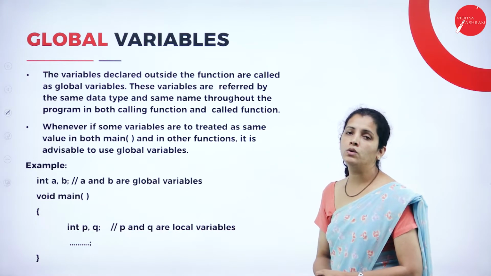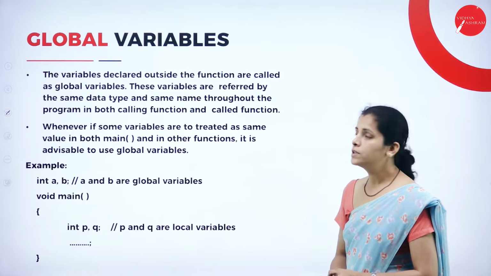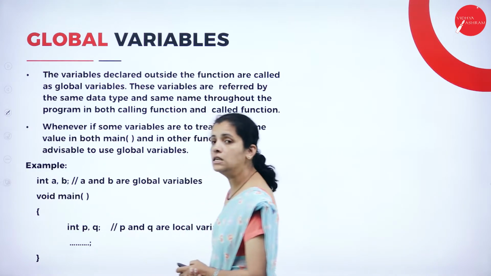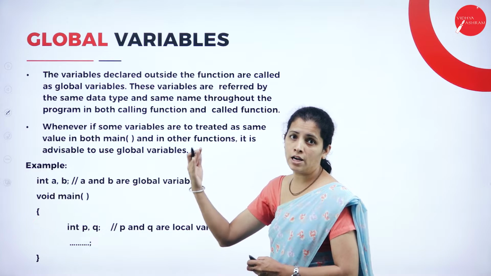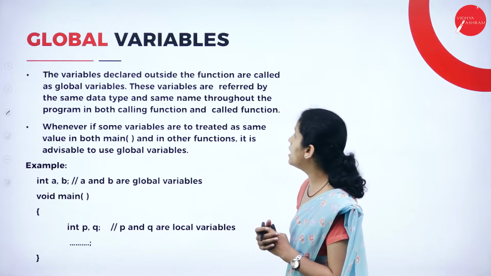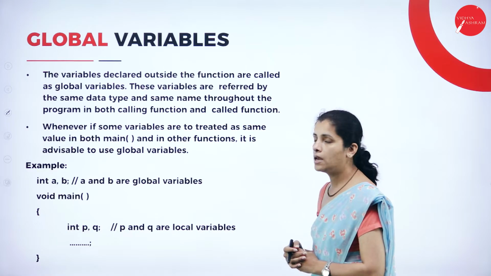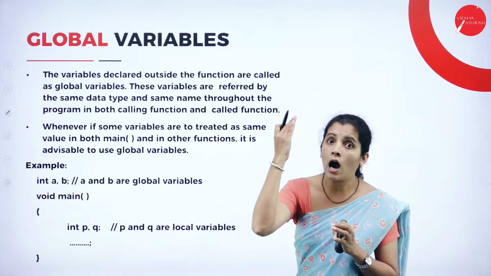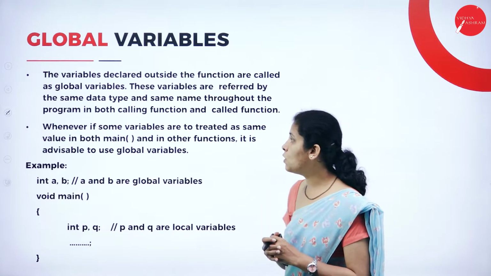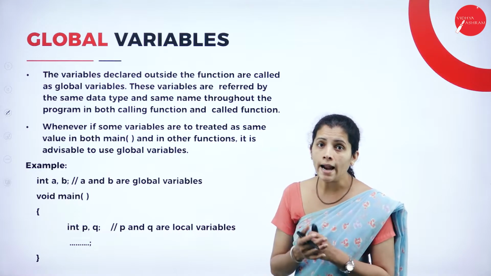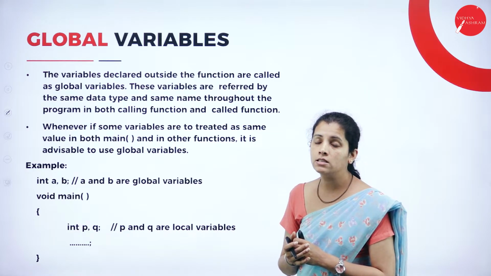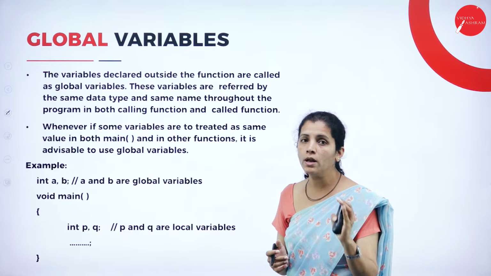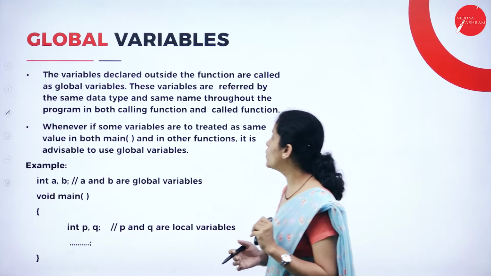Moving further, I'm going to have global variables. The variables that are declared outside the function or outside the main function are called global variables. So, what is a global variable? The variable which is declared outside the main function is called a global variable, so that the program can access the global variables. That means the scope of the global variable is throughout the program.